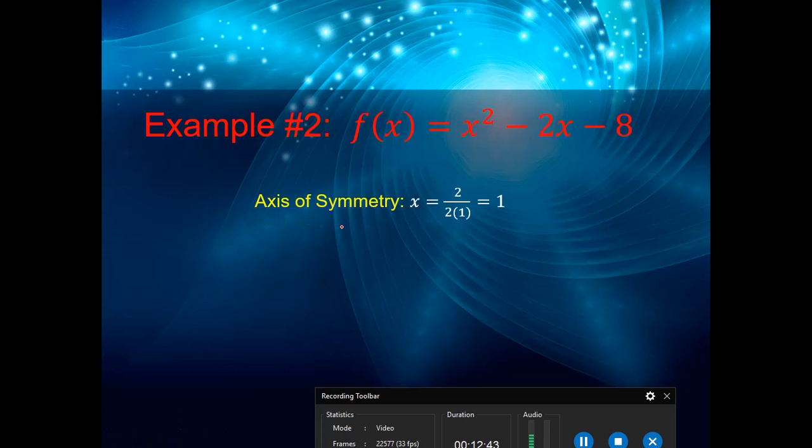So if we were to calculate by hand, the axis of symmetry would be negative b over 2 times a. So the axis of symmetry is located at 1. If I sub that into my quadratic, it tells me that the output value is negative 9, and the vertex is located at 1, negative 9. The table for this example did show that point because it's not a decimal.